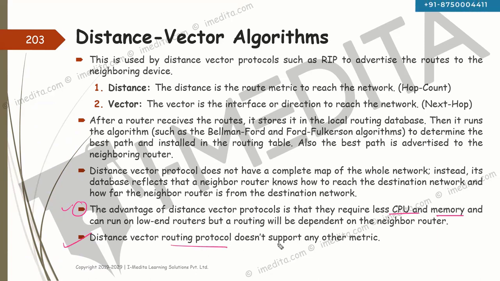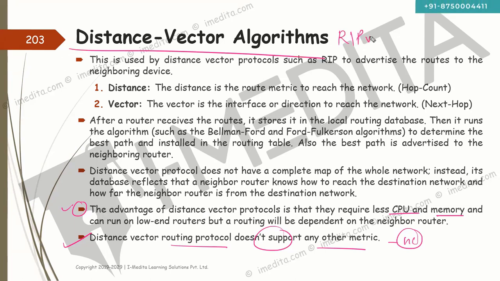A distance vector routing protocol does not support any other metric than the hop count. One of the most common distance vector protocols that we use is RIP version 2. Earlier, this was in your content, but nowadays we don't study RIP version 2. More or less, it is in most of the networks, and it will be in most of the networks. It will go obsolete sooner or later.